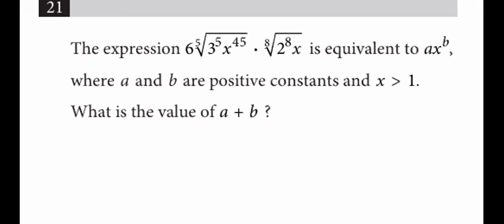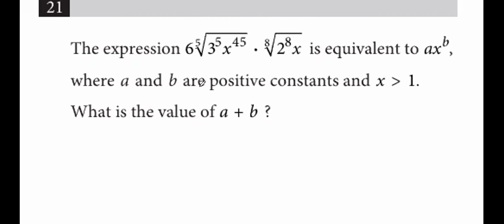So for question 21, we have the expression 6 times the fifth root of 3 to the fifth, x to the 45th, times the eighth root of 2 to the eighth, x, which is equal to ax to the b, where a and b are positive constants, and x is greater than 1. What is the value of a plus b?